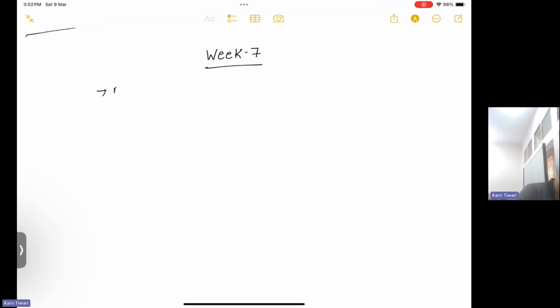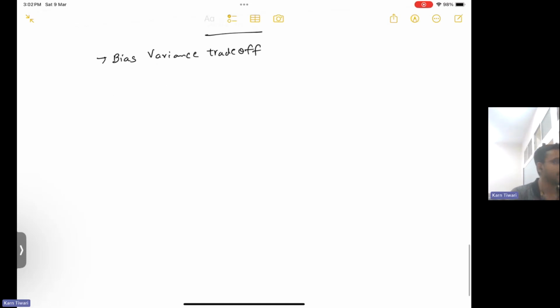So the first thing we'll be looking at is the bias-variance trade-off. Okay. Then again, something related to test error and train error. That is, what is train error and test error.